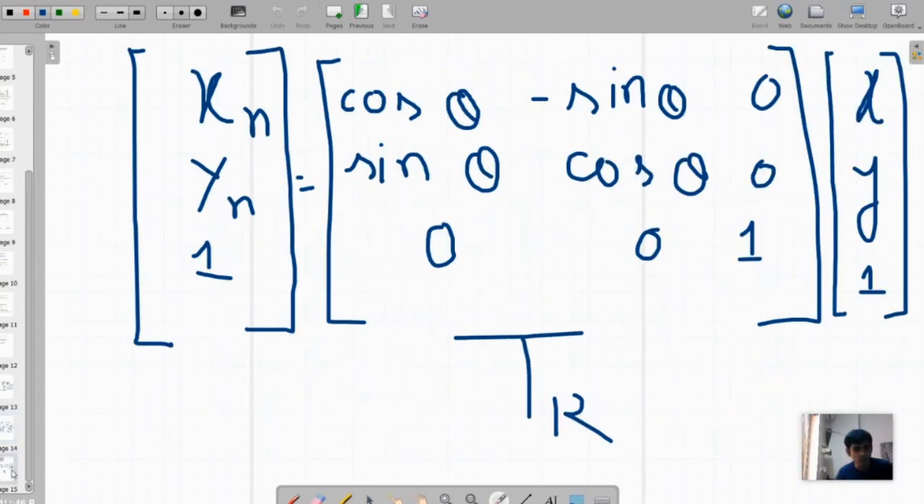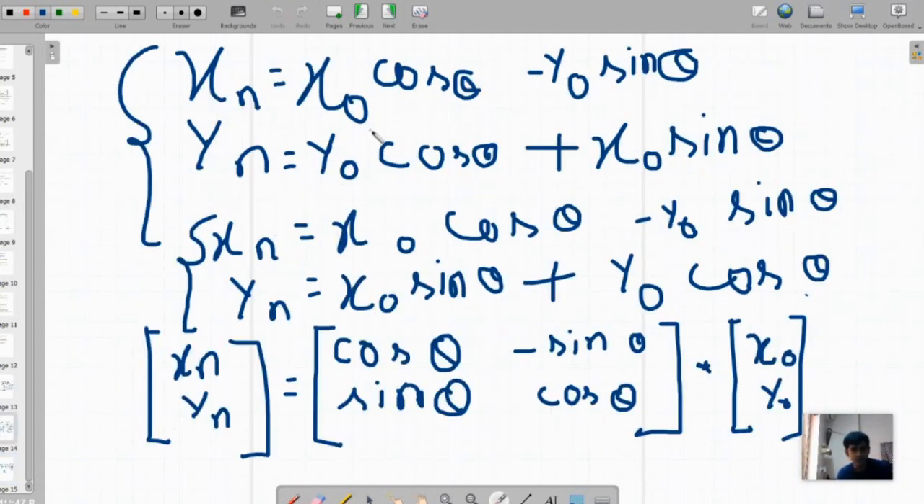So, to convert this into homogeneous format, just introduce the homogeneous one into the equation, and your equation will become something like this. Xn yn 1 vector equals cos theta, minus sin theta, 0, sin theta, cos theta, 0, and at the third row you have 0 0 1, multiplied with x y and 1. Now if you solve this multiplication here, you will again arrive at these two equations.